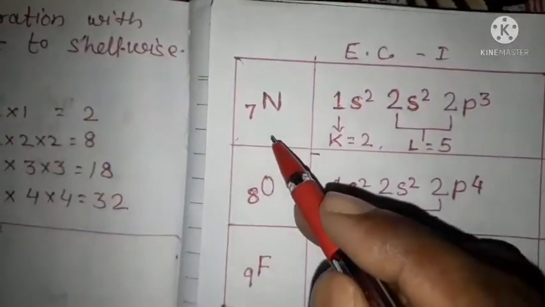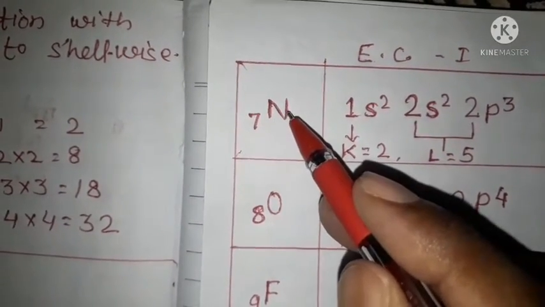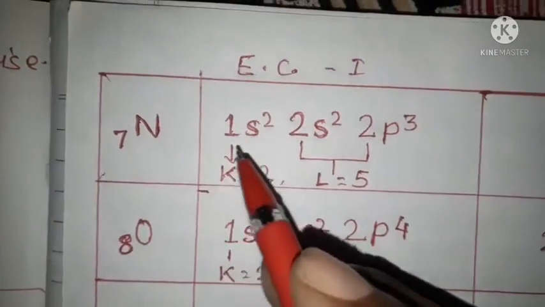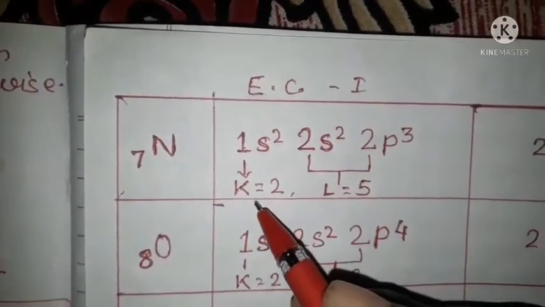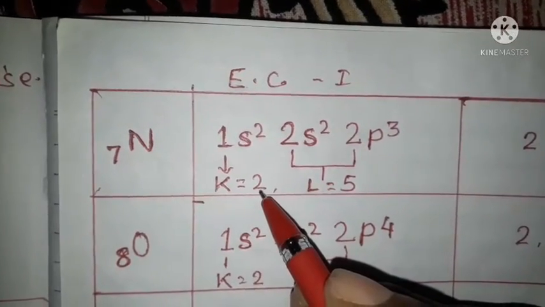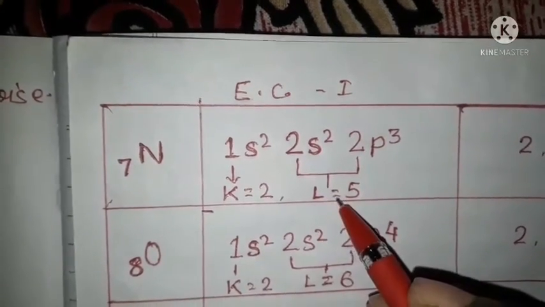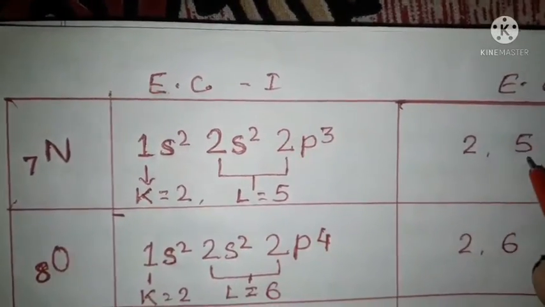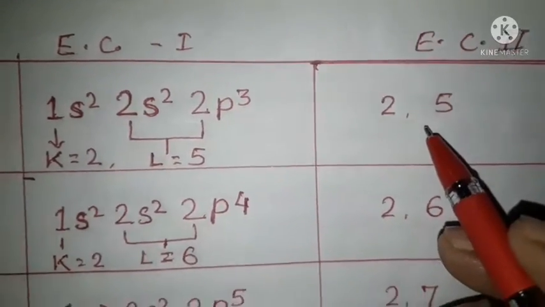In this way, we write another element, nitrogen. Z of nitrogen is 7. So we write it 1s2, in which K shell only 2 electrons are present, and 2s2 2p3, that means L shell in which 5 electrons are included. So we write it 2 and 5 electrons. This is the another form of electronic configuration.